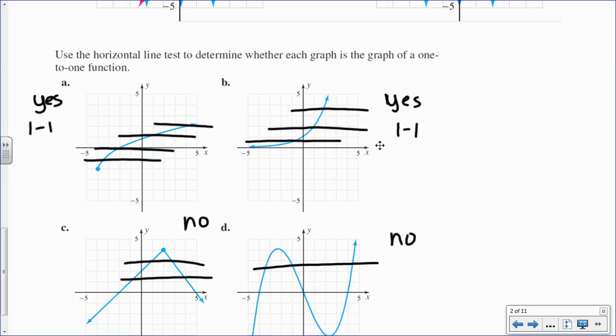Okay. All right, do you understand the difference between functions and then one-to-one functions? Okay. Functions, vertical line test. One-to-one, horizontal line test. It's possible to be a function like C and D without being one-to-one.